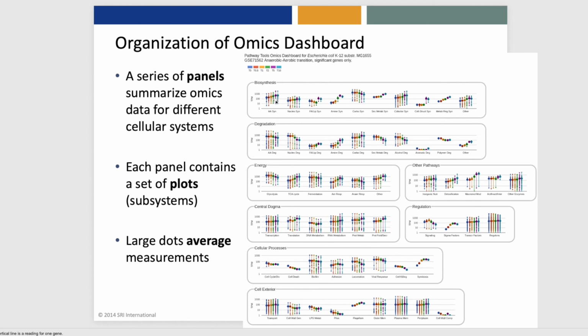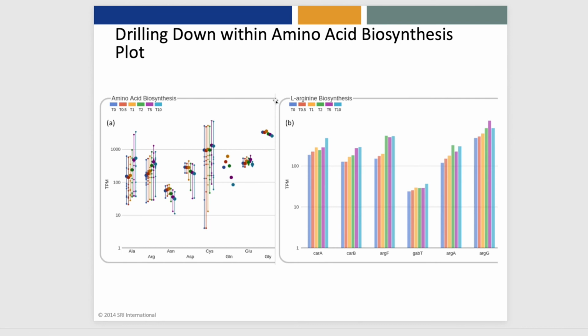Now, if we want to see more detail about one of those subsystems, we simply click on that plot, and we now get the same style of display for each of the individual amino acid biosynthetic pathways. And if we click on it, we see details of each gene involved in the pathway at each of the different time points.